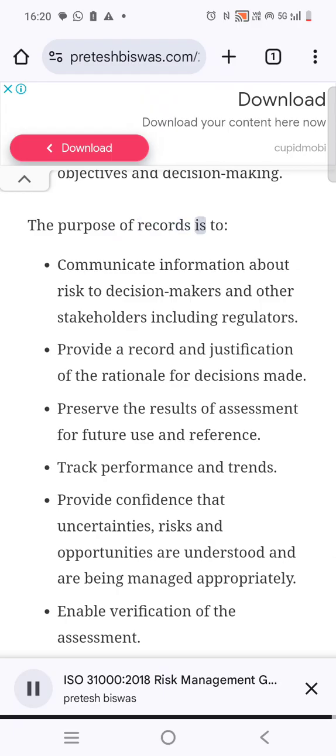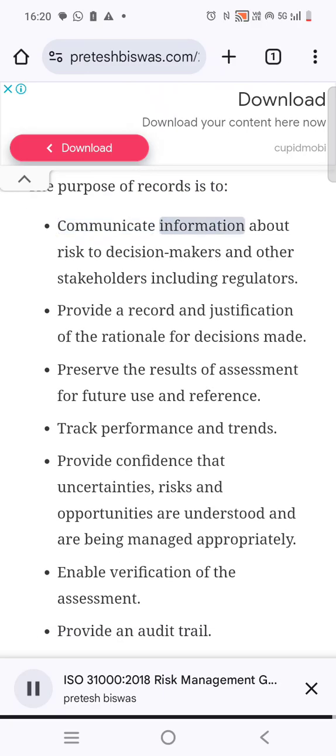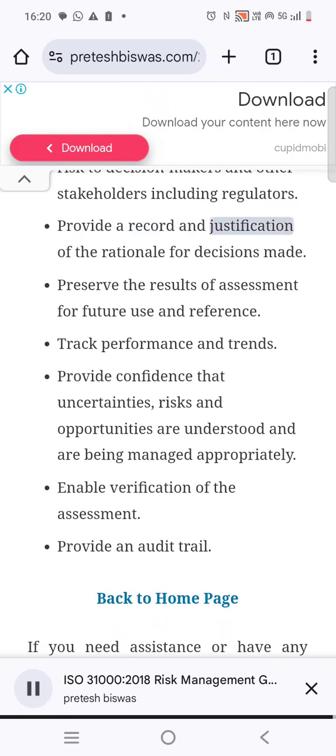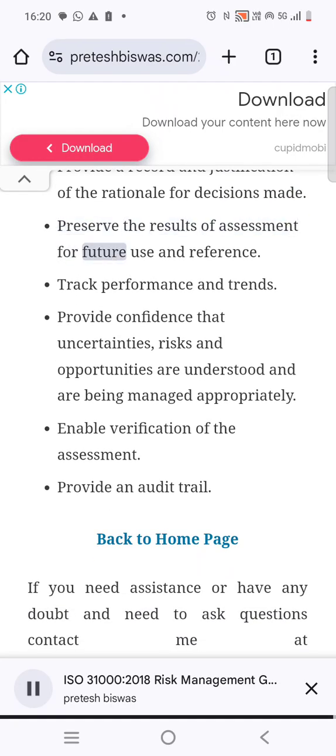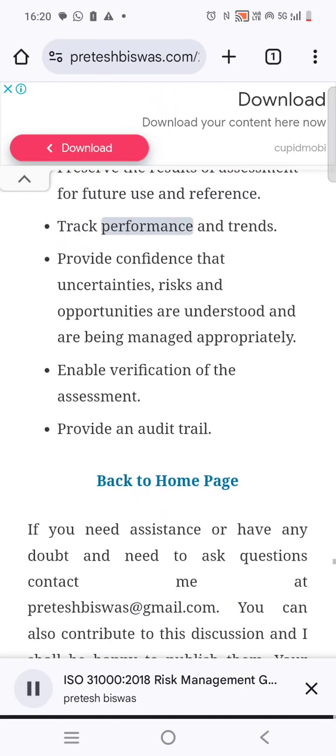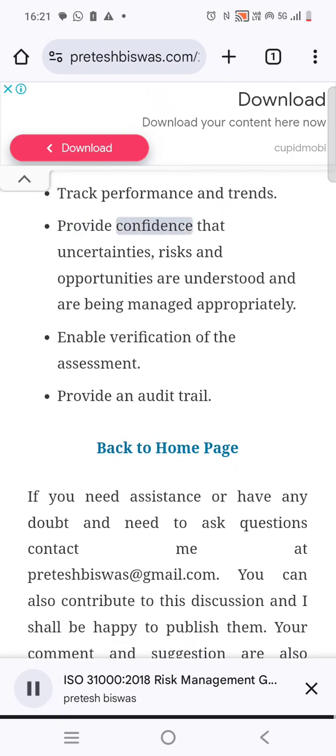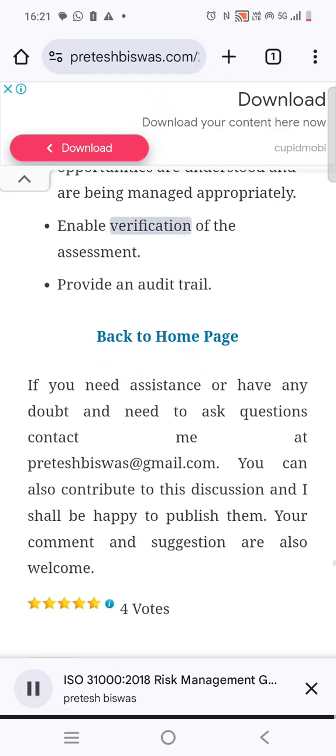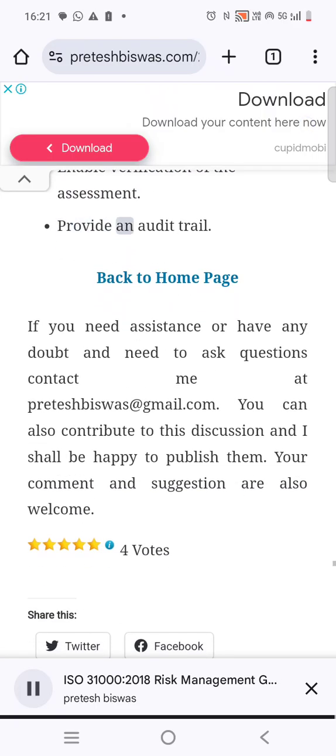The purpose of records is to communicate information about risk to decision makers and other stakeholders, including regulators. Provide a record and justification of the rationale for decisions made. Preserve the results of assessment for future use and reference. Track performance and trends. Provide confidence that uncertainties, risks, and opportunities are understood and are being managed appropriately. Enable verification of the assessment. Provide an audit trail.